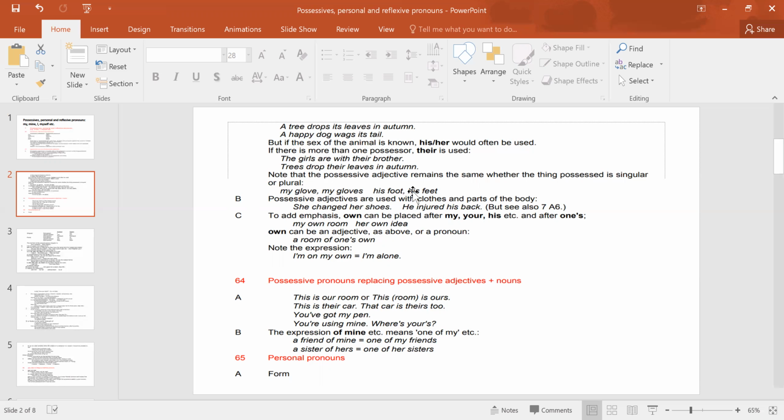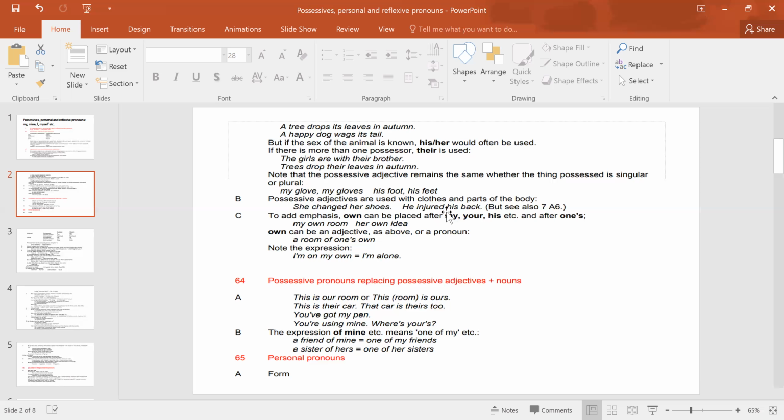Note that the possessive adjective remains the same whether the thing possessed is singular or plural. It doesn't matter whether the glove is singular or plural. The possessive adjective here in this case is my, so it will remain the same. My glove and my gloves, his foot and his feet.